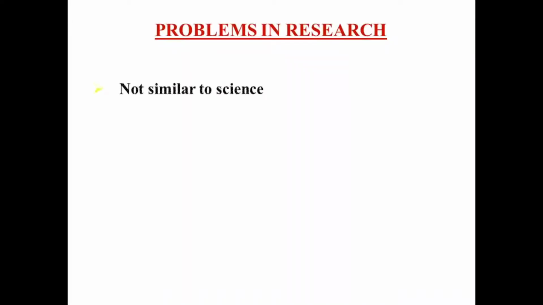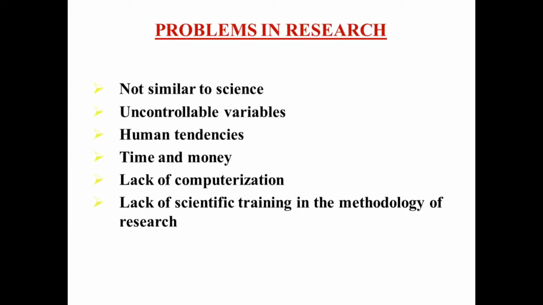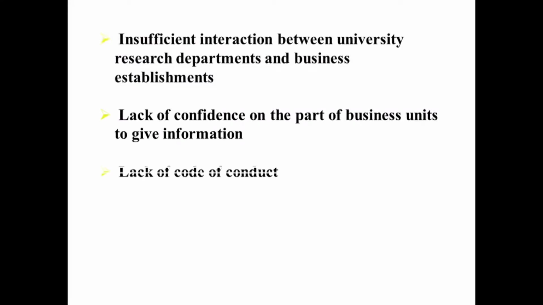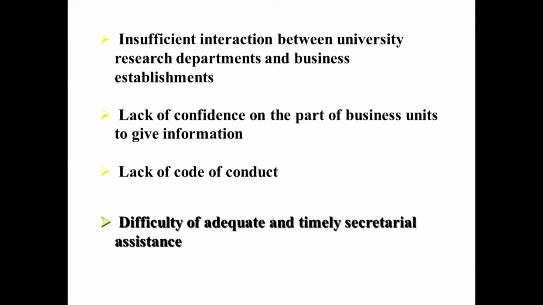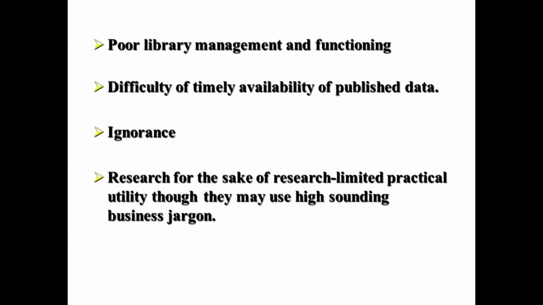Now, problems in research. There could be some problems also in a research. For example, first is that it is not similar to science: uncontrollable variables, human tendencies, time and money, lack of computerization, lack of scientific training in the methodology of research. Also, for example, lack of code of conduct, difficulty of adequate and timely financial assistance. So a few more drawbacks are there, like ignorance.